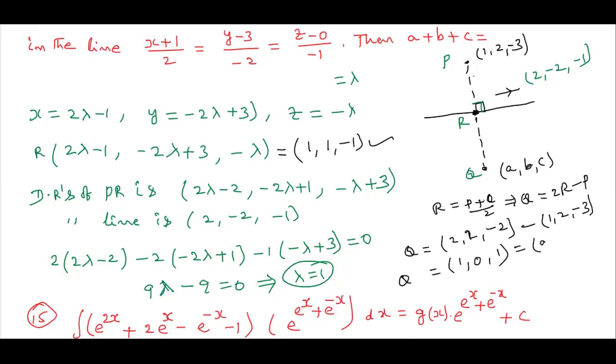These are A comma B comma C. Then find what is A plus B plus C. A plus B plus C is 1 plus 0 plus 1. That is 2. This is the answer.